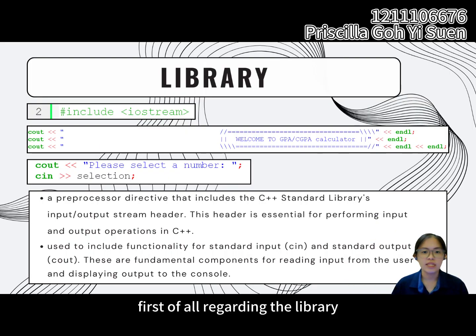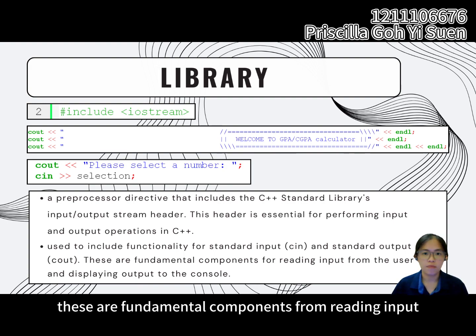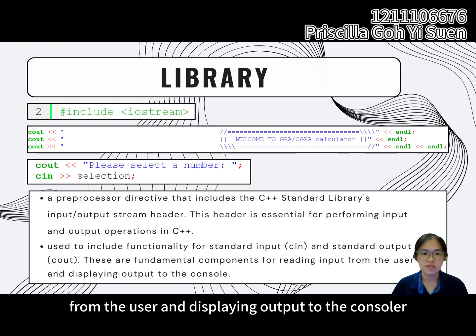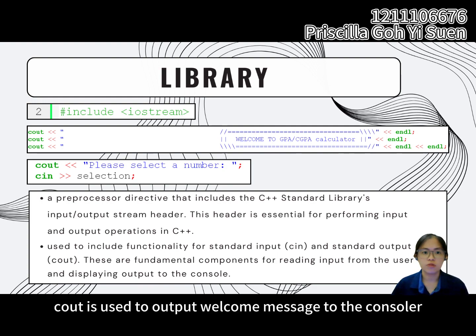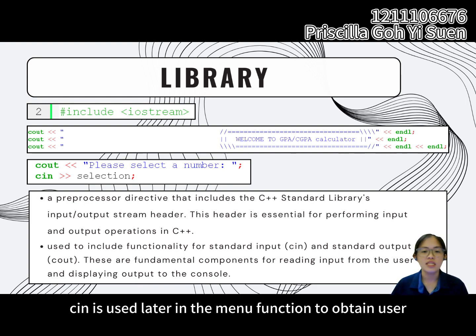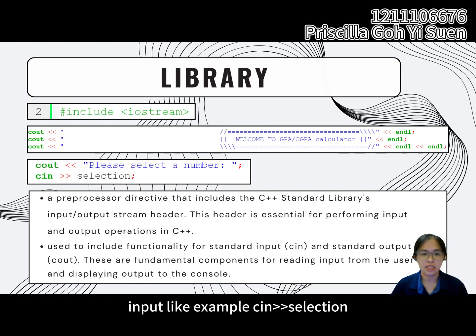First of all, regarding the libraries, we use the very common iostream, iomanip, string, and unistd. For iostream, we know that it is used to include functionality for standard input cin and standard output cout. These are fundamental components for reading input from the user and displaying output to the console. In this snippet, cout is used to output the welcome message to the console. Additionally, cin is used later in the menu function to obtain user input, for example cin >> selection.